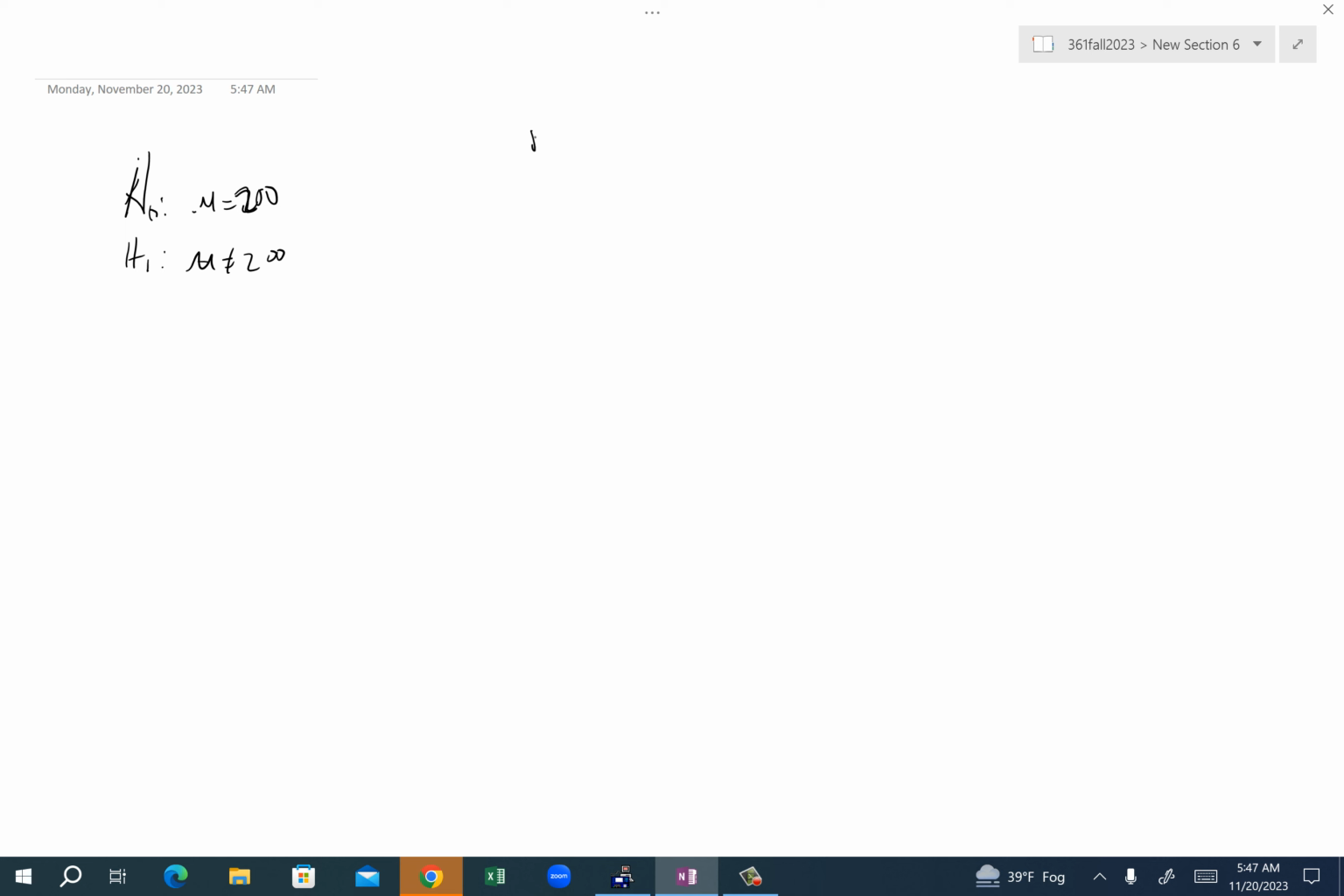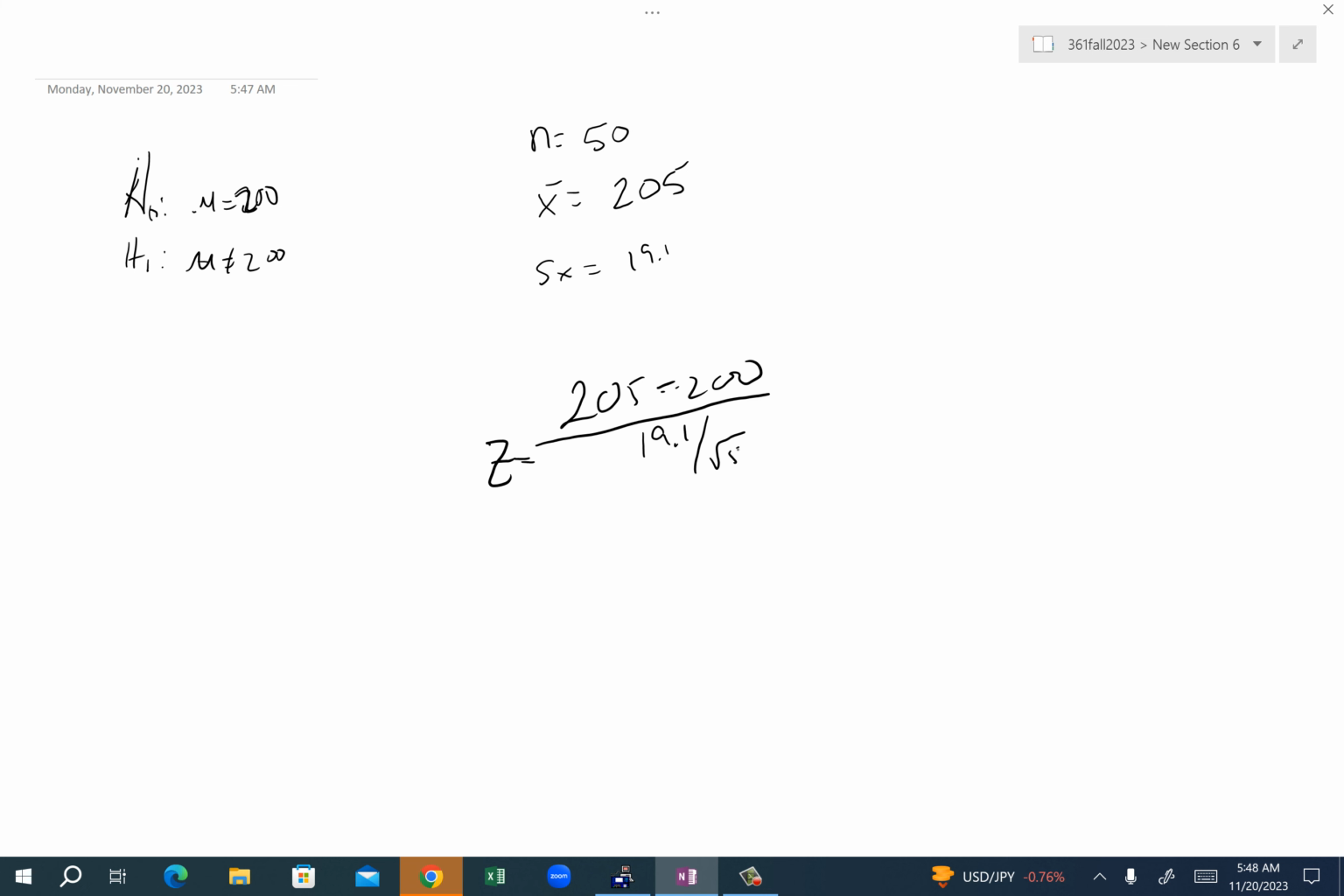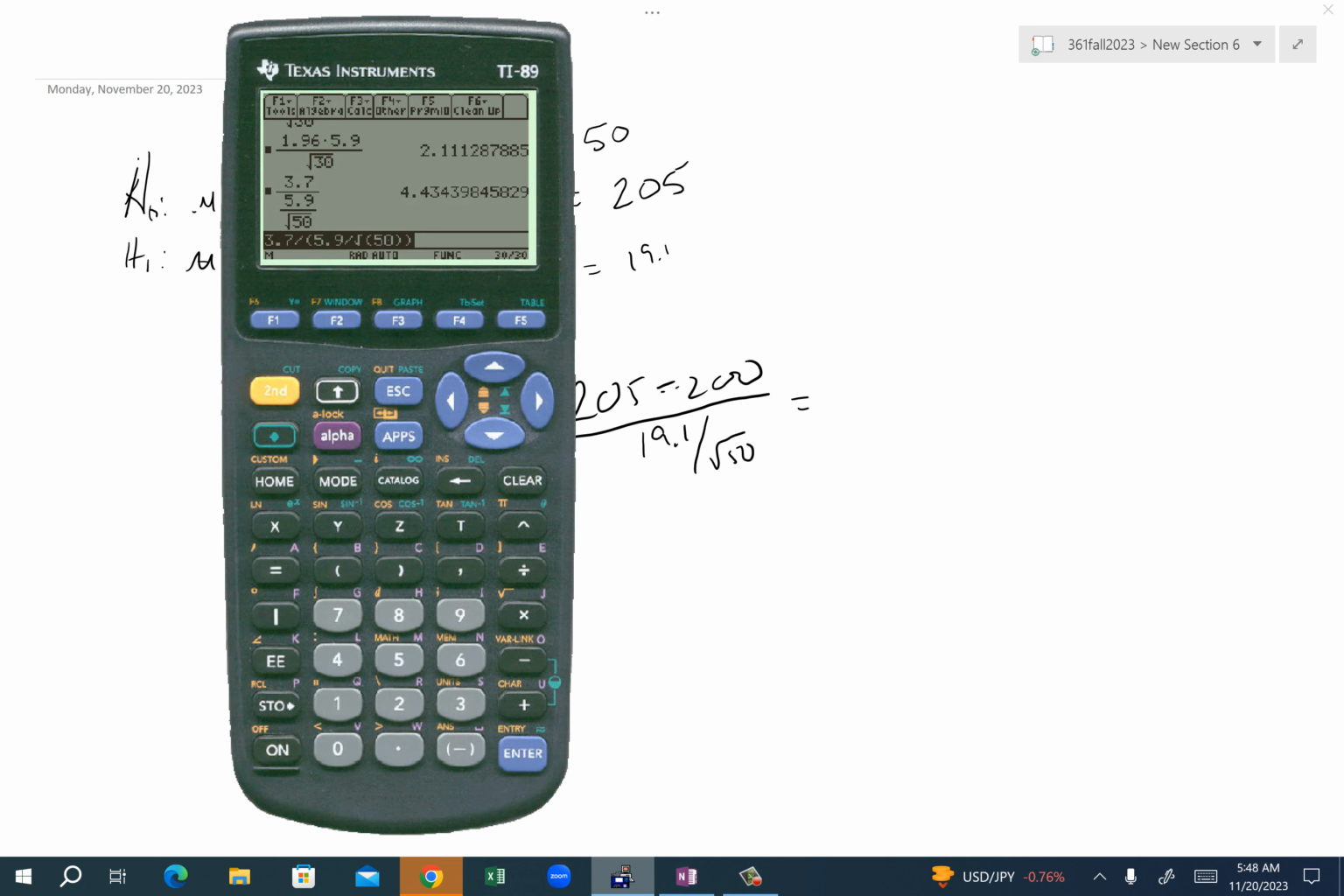So we take a sample of 50 things again. Why not? And we find X bar is 205, and we find the SX is 19.1. We'll see what happens here. So 205 minus 200 over 19.1 over the square root of 50. And I think we're still going to end up rejecting.